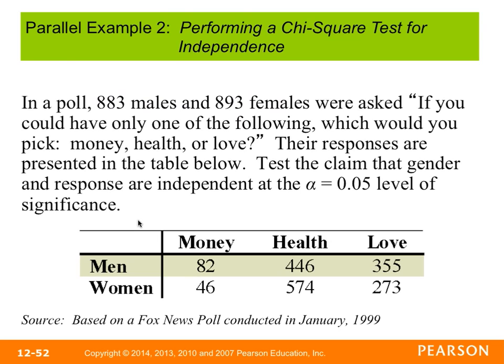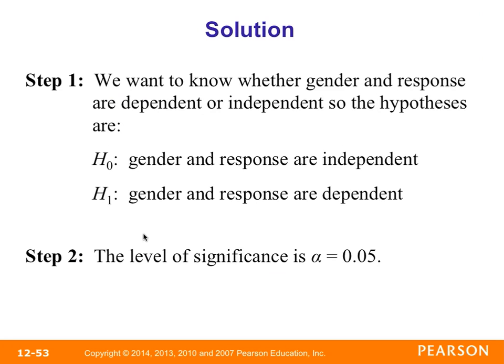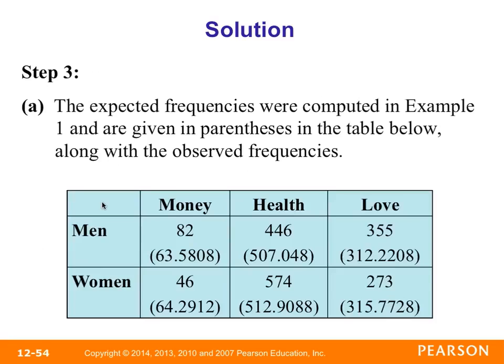So let's go back to the same question where we had the males and the females pick money, health, or love. We have these results down here. So step 1 would be to go ahead and identify the null and the alternative hypotheses. The null hypothesis is going to be that gender and response are independent, whereas the alternative hypothesis is that gender and response are dependent. The level of significance in this problem is going to be 0.05. And the expected frequencies we already computed in the previous example. And they're given in parentheses below, along with the observed frequencies above.